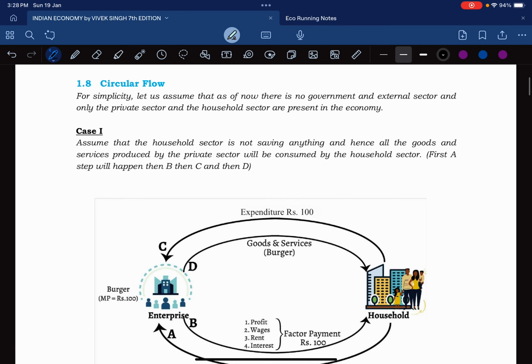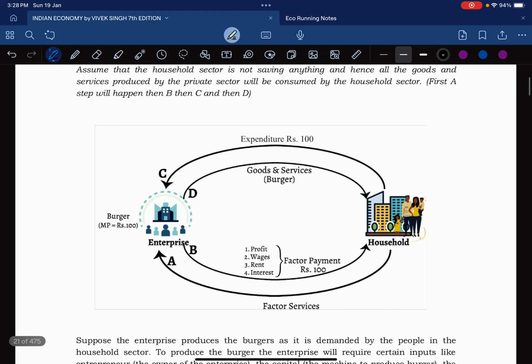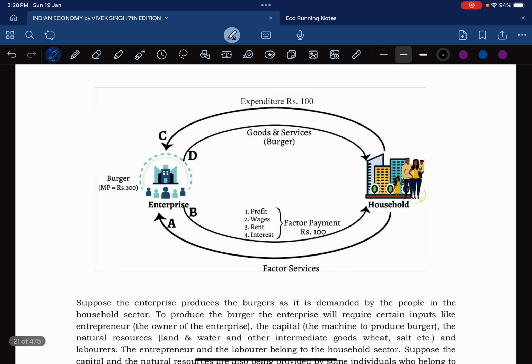that is circular flow, right? So let's understand it first, then we will go through what it says. So let's say in our country there is only household sector and private sector. We have assumed that there is no government sector and no external sector for understanding our example. There is only household and private, right? So let's say there is an enterprise and they are producing burgers. So to produce burger, they will be needing the services, factor services.